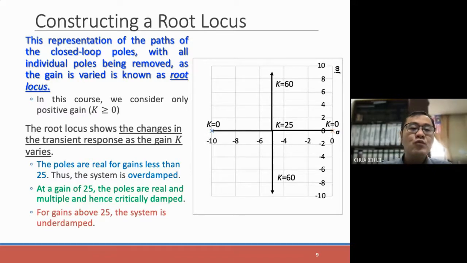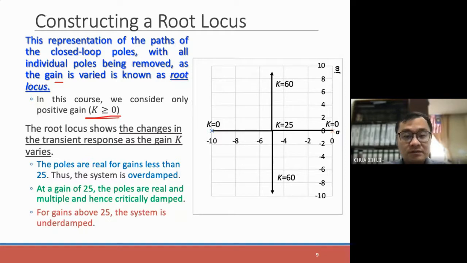So how can we construct this root locus? In this chapter, our focus is only to construct the root locus and get some meaning out of it, before we understand further and use it as a tool to design later on. For this course, we only consider positive values of K. The root locus will represent the path of the closed loop poles when the poles are changing according to the gain. So we call that a root locus.